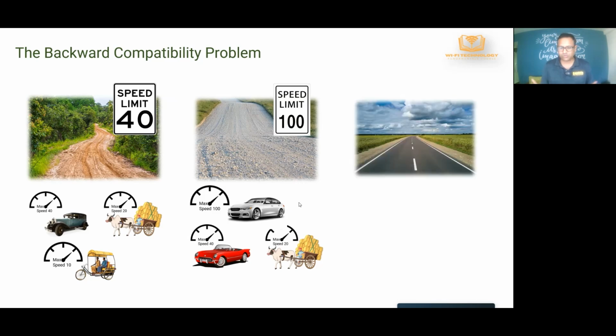And then again, you fast forward. Now you, let's say, have a racetrack, and now you can travel at 200 kilometers per hour.